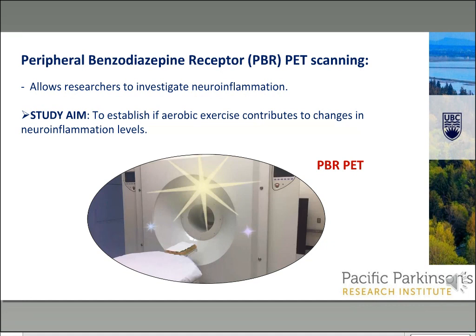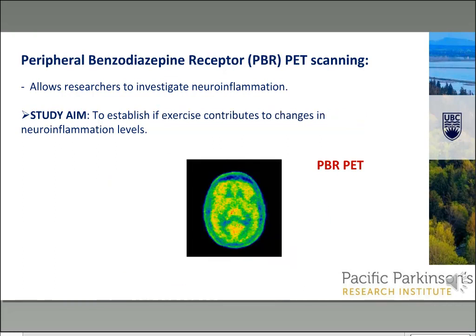So one of the scans that all of the participants in the exercise study at UBC completed is a PBR scan, and this scan allows researchers to look at inflammation. The reason that we decided to look at inflammation is because we wanted to understand if aerobic exercise causes changes to neuroinflammation levels. The picture on this slide shows PBR radiotracer uptake. Areas of red indicate parts of the brain where the PBR tracer binding was high, and areas of blue and green indicate areas of the brain where the PBR tracer binding was low.